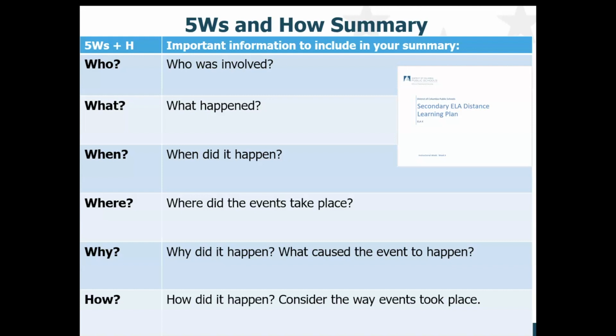Who was involved, what happened, when did it happen, where did the events take place, why did it happen, what caused the events to take place, and how did it happen, consider the way events took place. Remember, you can cross out any of the questions that don't make sense for the informational text you are working with.